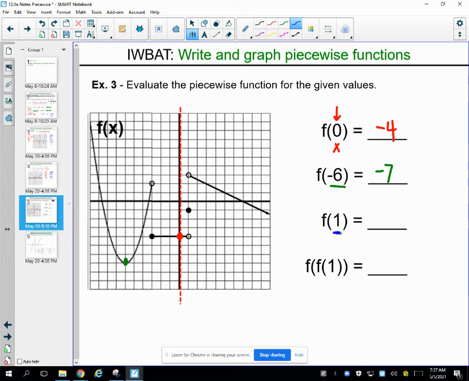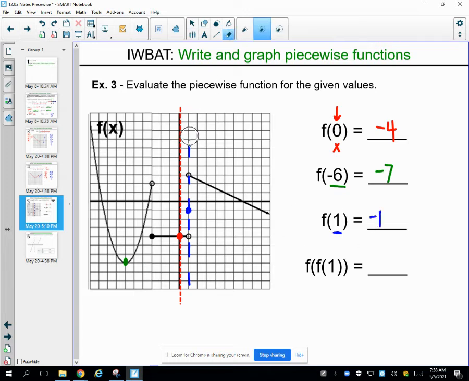This one is 1, so let's plug in x equals 1. So that line is right here. Now you want to be careful on this one. Remember that open circles are not defined. So where is the function defined along this line? That's at this closed circle at -1.